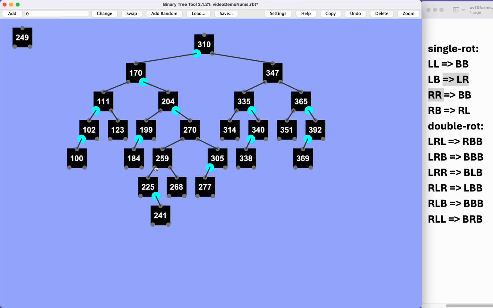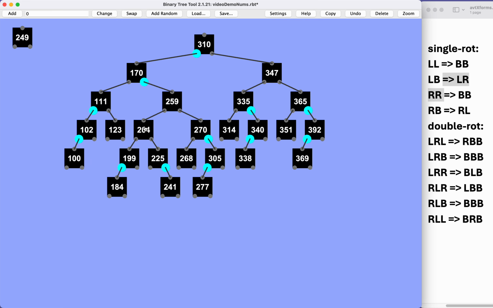Propagate the height up, height change up. I now have an imbalance of more than one, and so I have a right, left. That becomes a balanced, right, balanced, and a double rotation. I now insert the 249, which ends up getting inserted right here. Okay, that quickly bumps into this guy that's already right leaning. That's a right. So I change those guys to balanced and make it a single rotation.